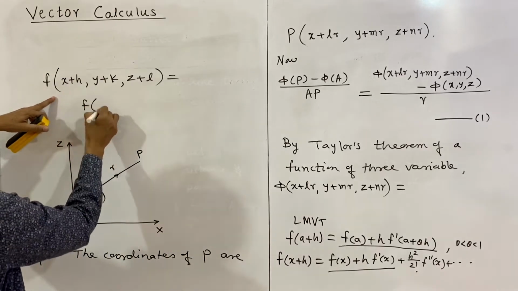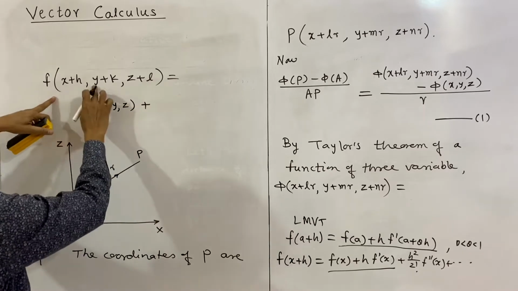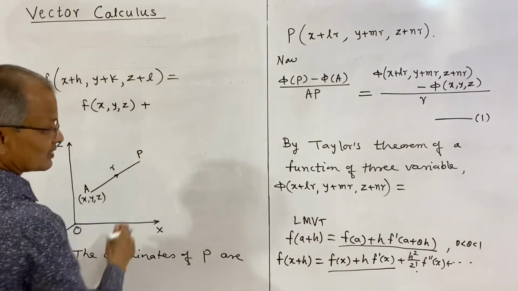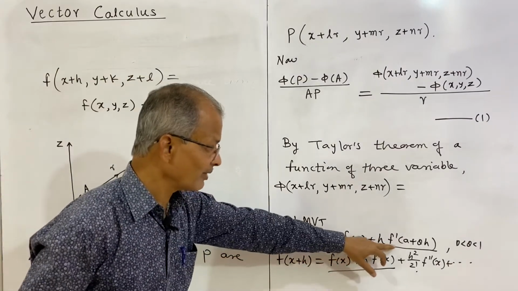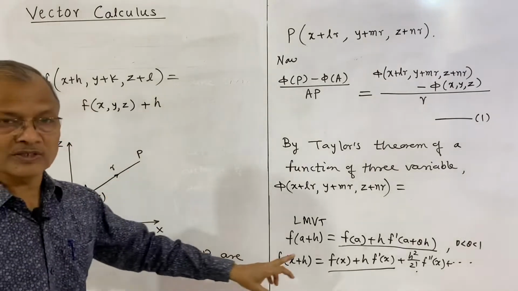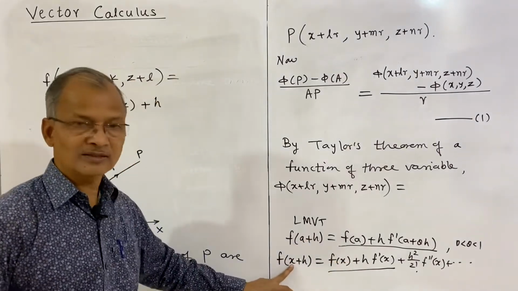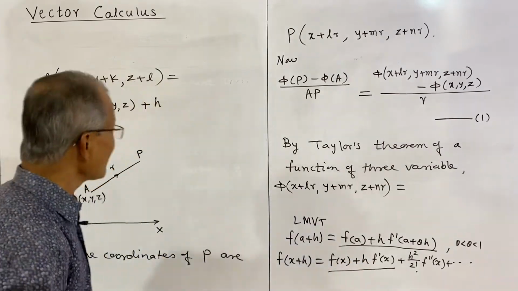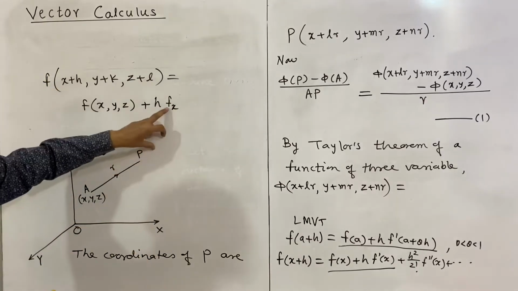So what will this be? This will be f of x, y, z, the first term. It is f of A plus h is f of A, and plus, but there are three variables. Here it is a single variable, therefore we have written h into f dash. Now here it will be h into the derivative with respect to the first variable, that is h f dash of x. x is the first variable and the derivative with respect to x is f dash of x, and that derivative we have to write as the partial derivative dou f by dou x. This is the notation for partial derivative.